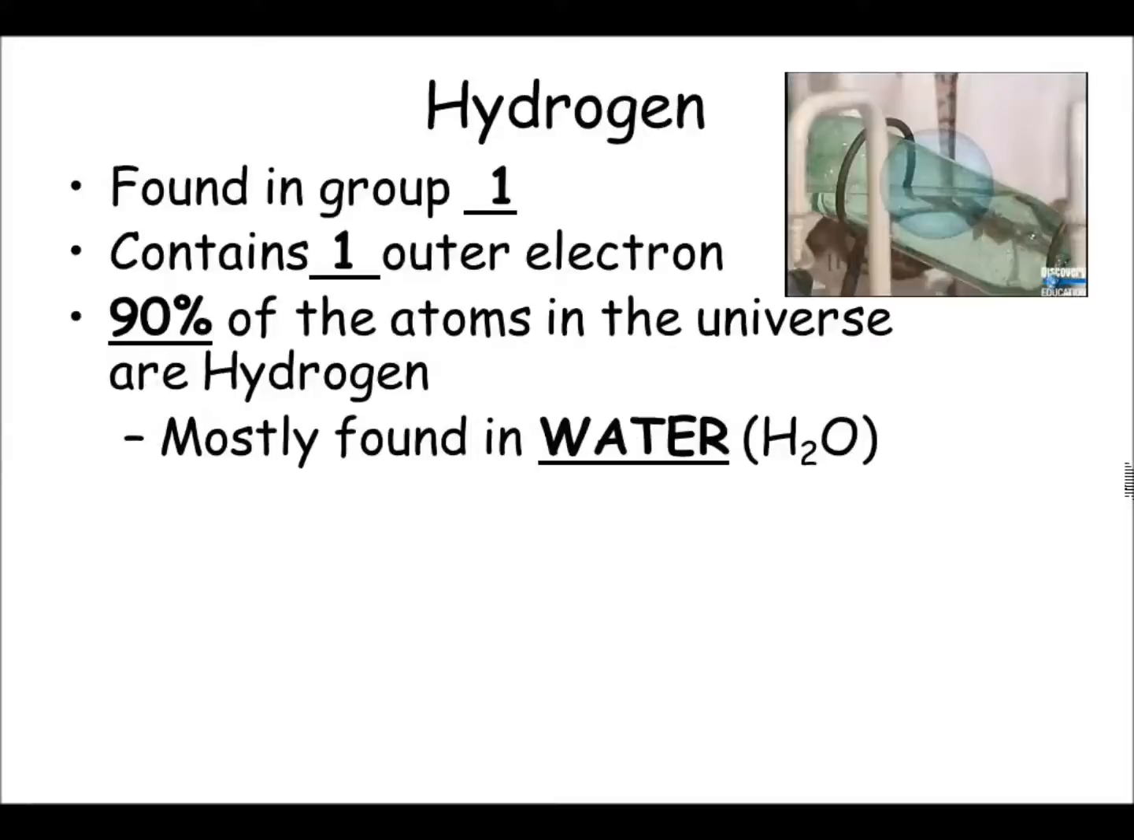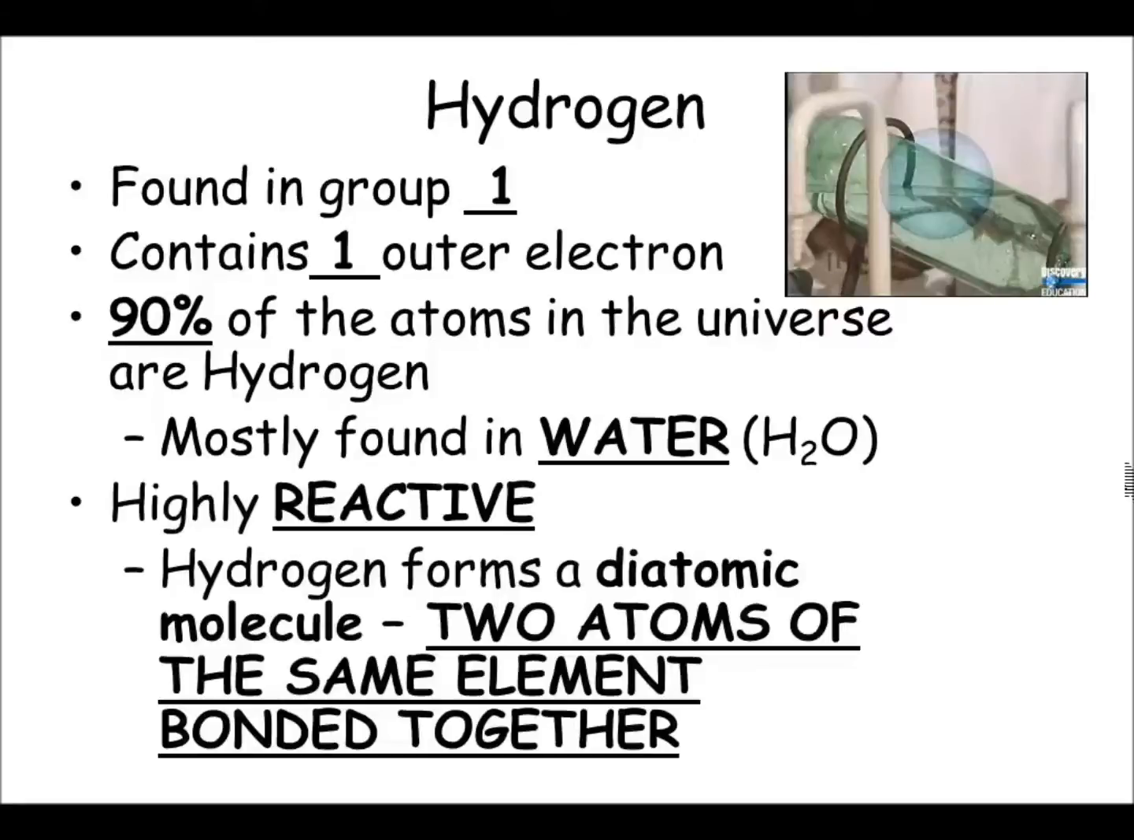Okay, let's talk about hydrogen for a minute. Hydrogen is found in group 1. It only has one outer electron. 90% of all the atoms in the universe are hydrogen, mostly found in water as H2O. Hydrogen by itself is highly reactive, so you won't find just an H molecule around. They're going to be diatomic. Diatomic just means that you have two atoms of the same element bonded together.